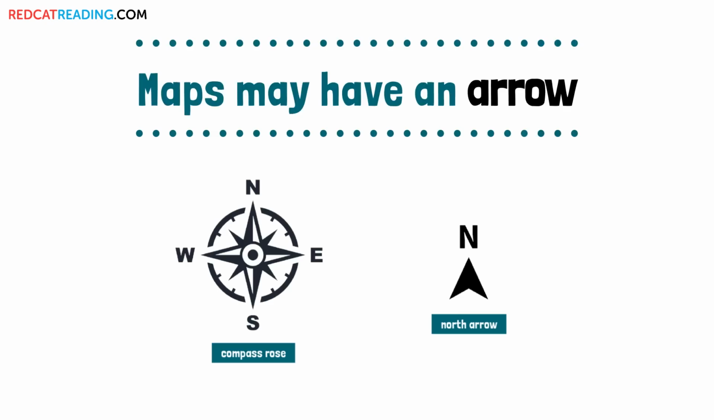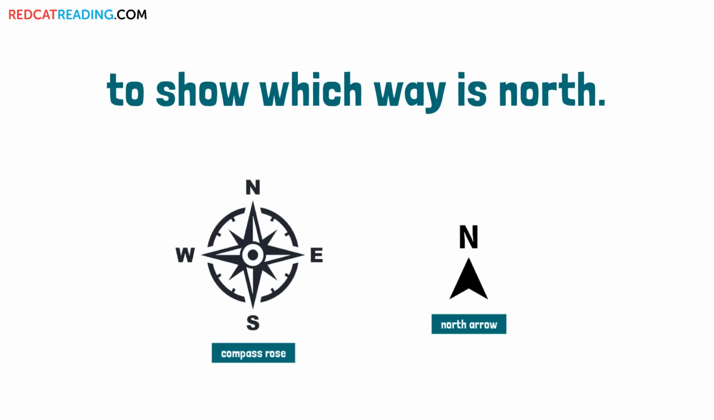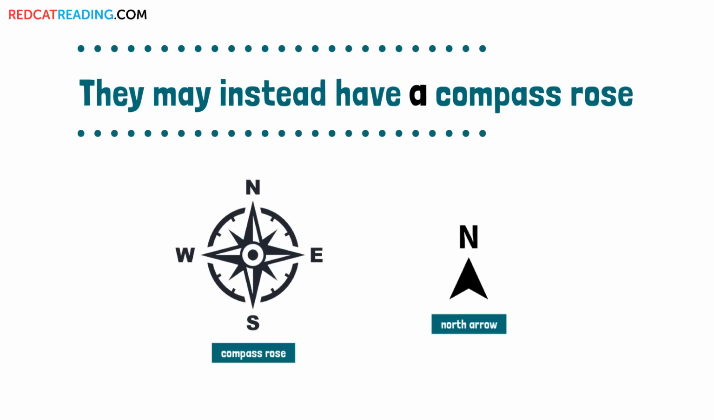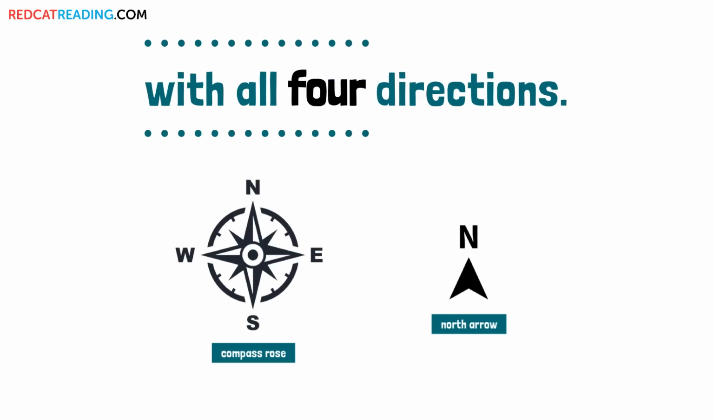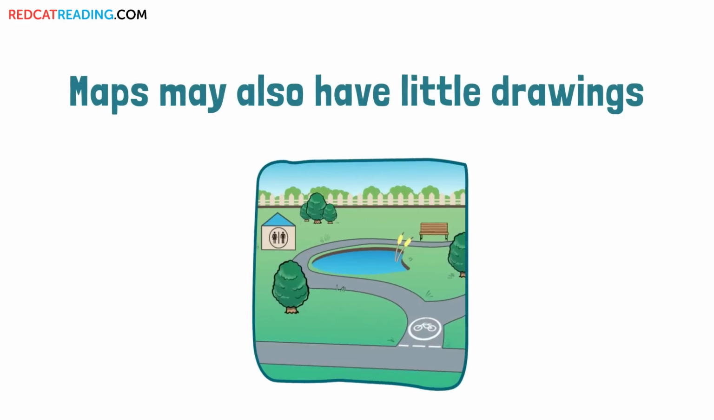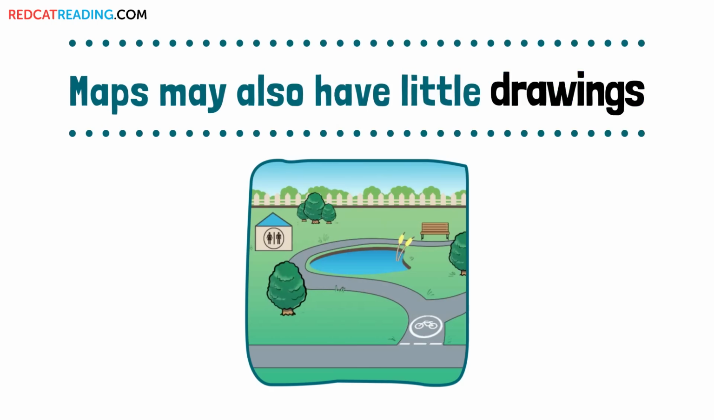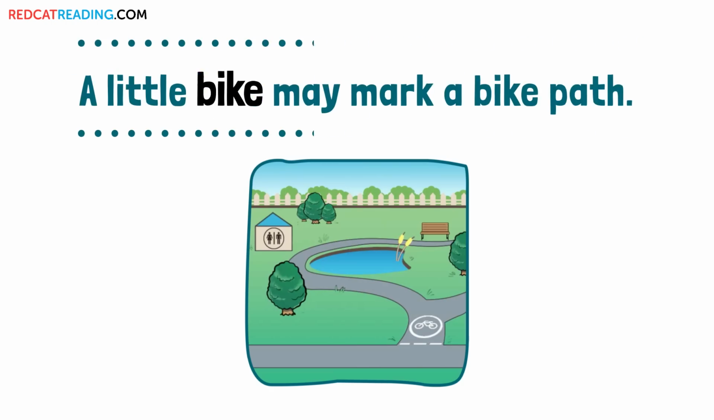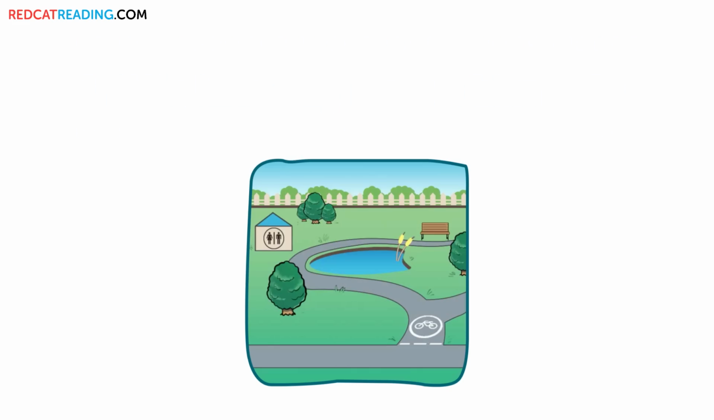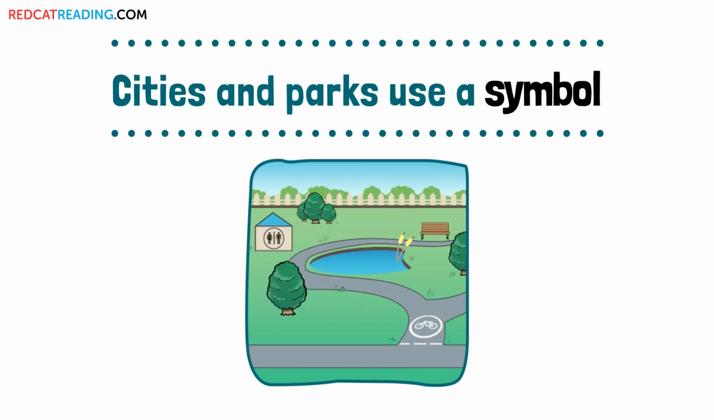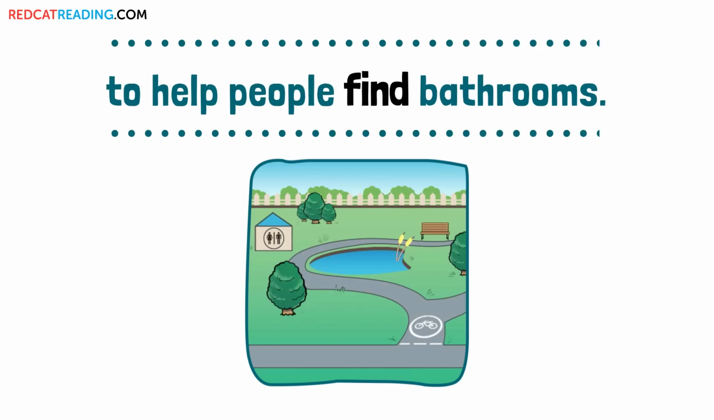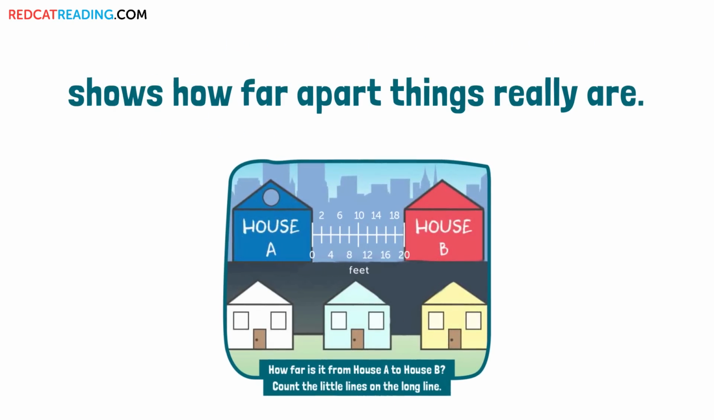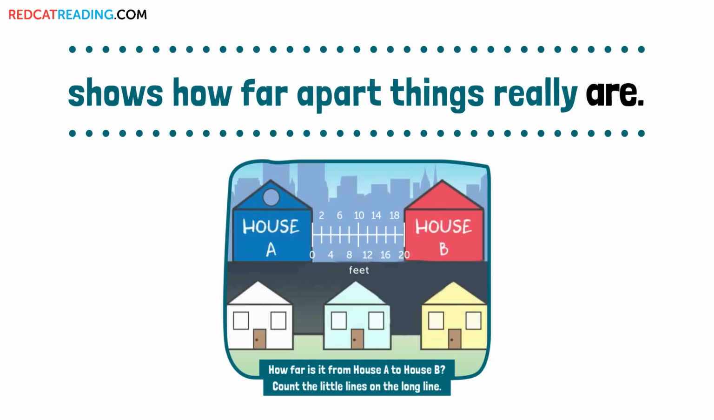Maps may have an arrow and the letter N to show which way is north. They may instead have a compass rose with all 4 directions. Maps may also have little drawings called symbols. A little bike may mark a bike path. Cities and parks use a symbol to help people find bathrooms. A scale on a map shows how far apart things really are.